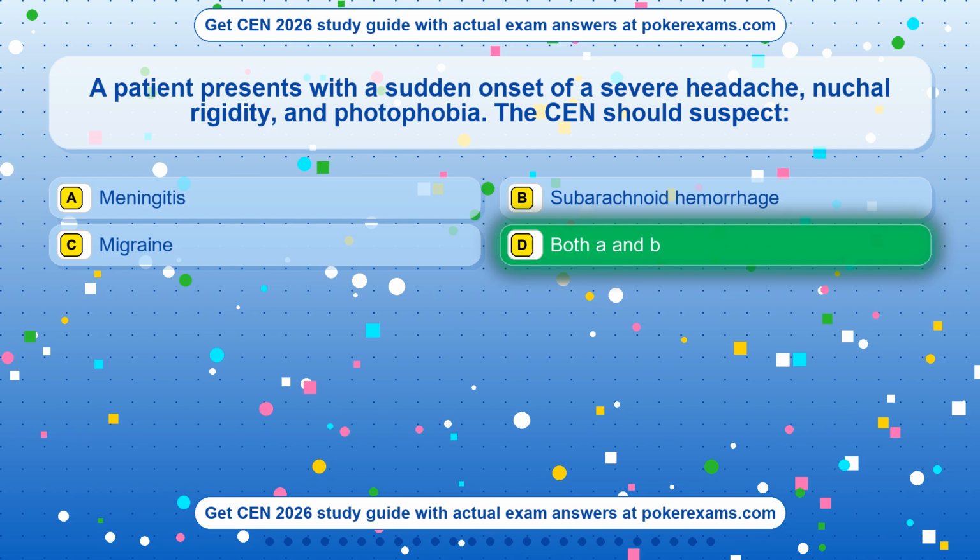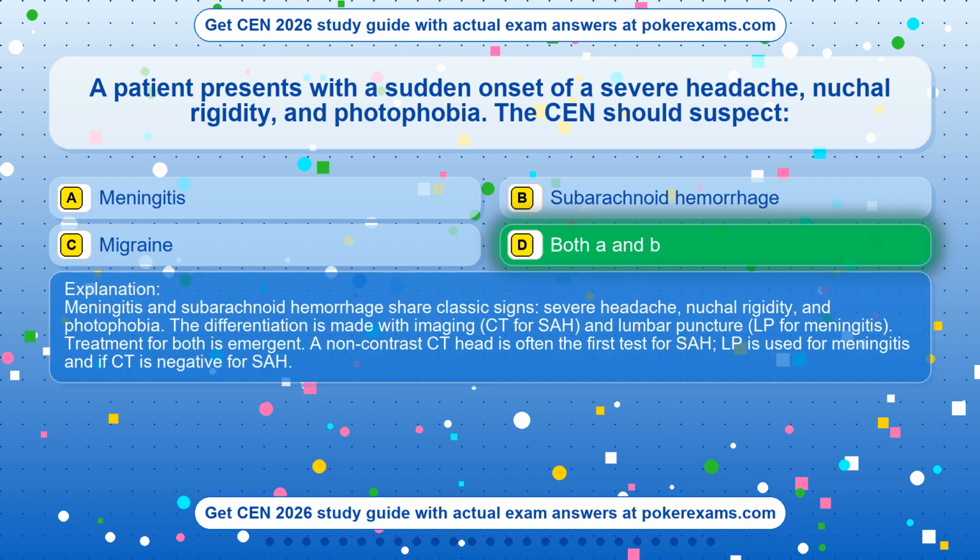Both A and B. Meningitis and subarachnoid hemorrhage share classic signs: severe headache, nuchal rigidity, and photophobia. The differentiation is made with imaging, CT for SAH, and lumbar puncture, LP, for meningitis. Treatment for both is emergent. A non-contrast CT head is often the first test for SAH. LP is used for meningitis and if CT is negative for SAH.